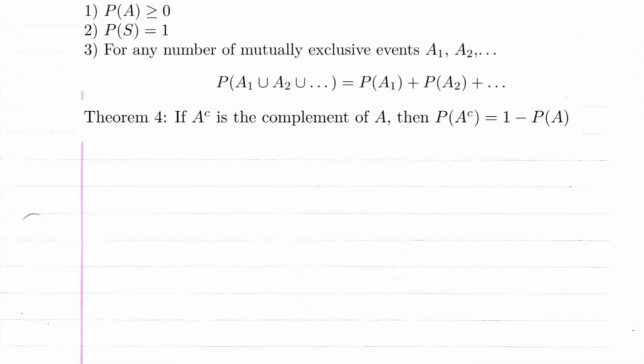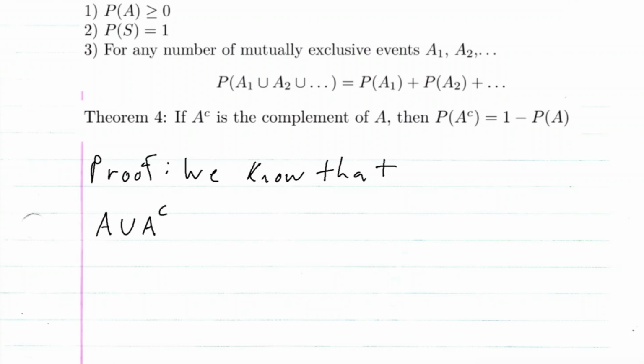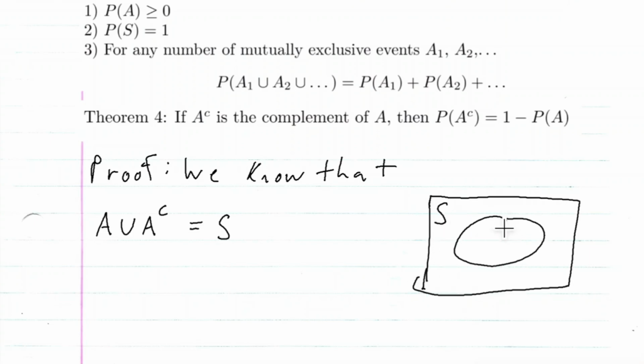So, proof. We know that A union A complement is equal to S, right? Remember we have our sample space. Our sample space is S. And let's say this blob here is A. That means everything outside of A that's in S is A complement, right? So A union A complement is the entire sample space, right?